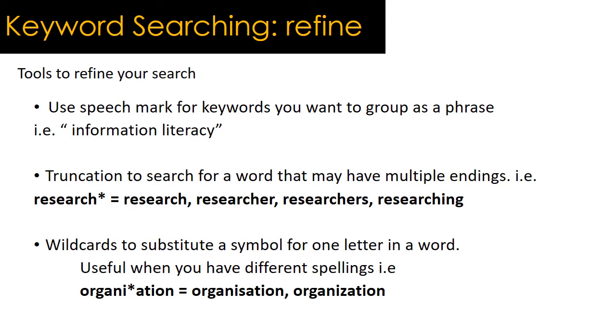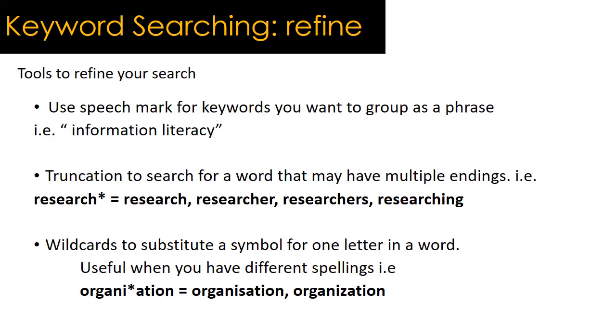You can also use truncation. This is when you put a symbol at the end of a word, and it will allow you to search for multiple endings of that word. So in this example, we have research, and that would also pick up researcher, researchers, and researching. Similarly, there are wildcards, and this is where you substitute a symbol for just one letter in a word, and this is useful if you have different spellings. So in this example, we have organisation, and we replace the S with an asterisk, and that allows you to pick up the American version spelt with a Z.